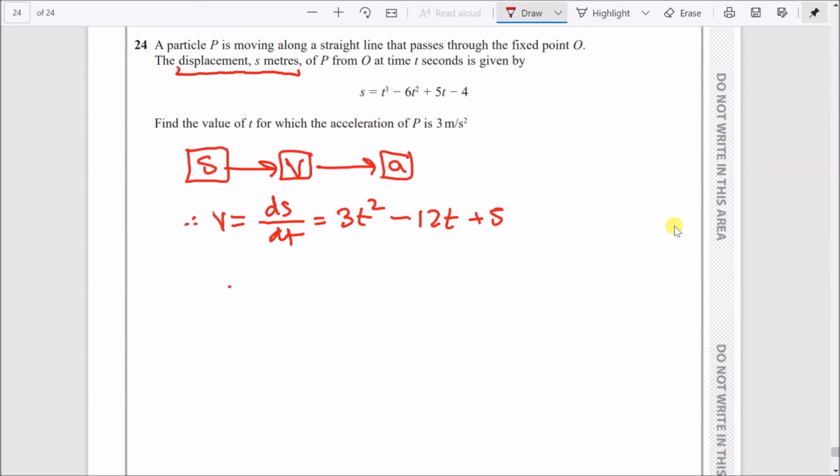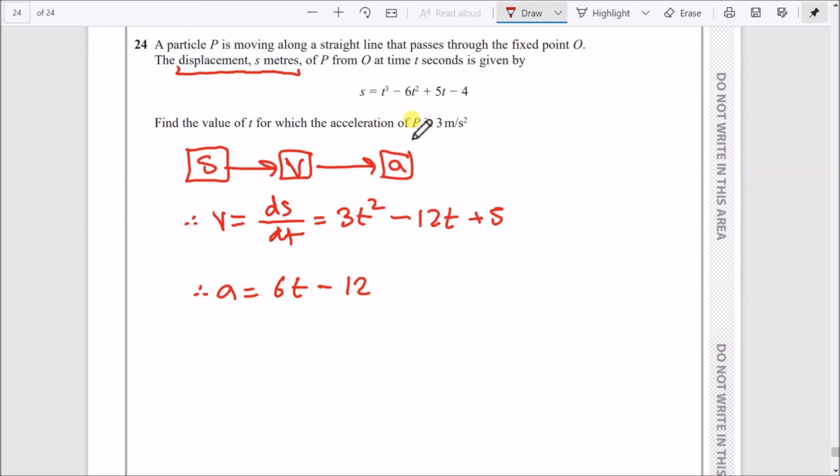Now, to get acceleration, guys, again, we differentiate this equation with respect to T. Doing the same thing, drop the power. 3 times 2 is 6, you got 6T. Because you just got a T left, it would just be minus 12. And yeah, guys. Now, the final step is looking back at the question.